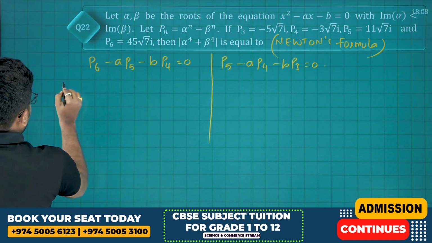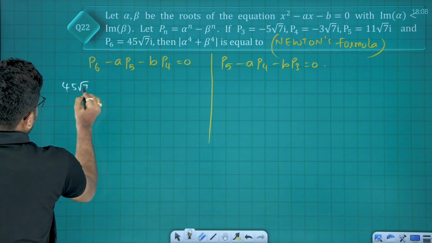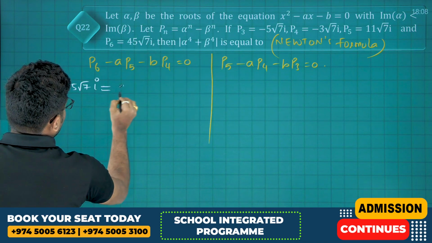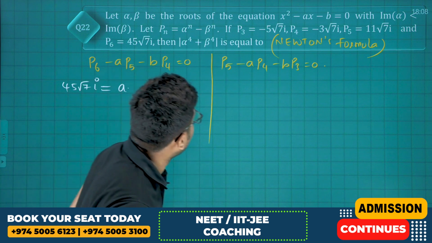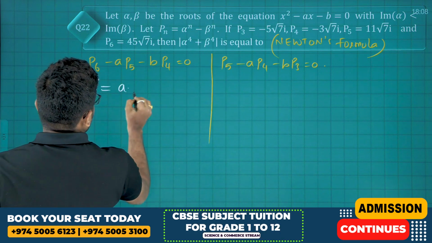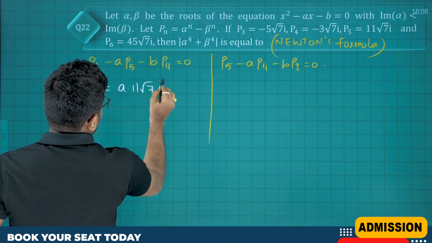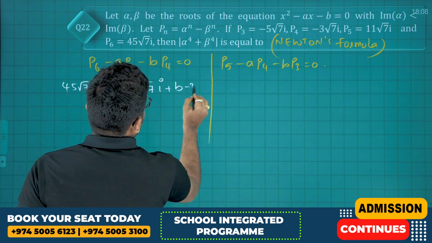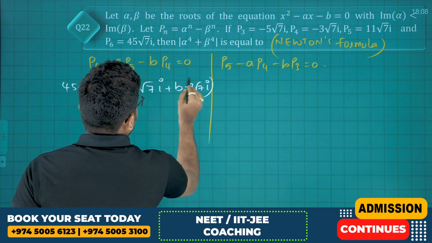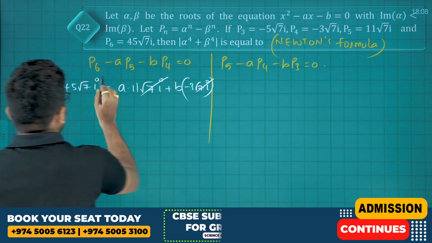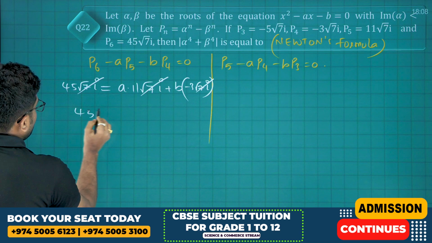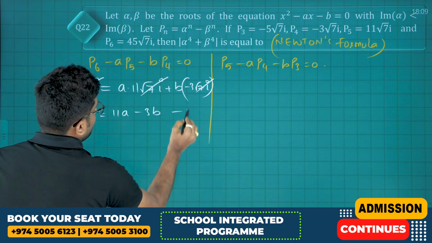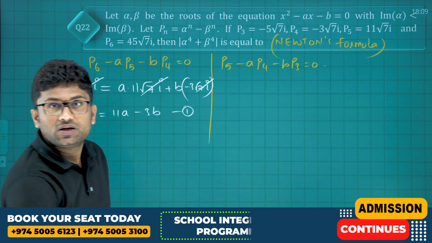So by using these two, let's see what P6 is now. P6 is 45 root 7 i. Let's take this to the other side: a into p5, 11 root 7 i, plus b into p4, minus 3 root 7 i again. So root 7 i cancels. So 45 is equal to 11a minus 3b. Let this be equation 1, friends. Okay.